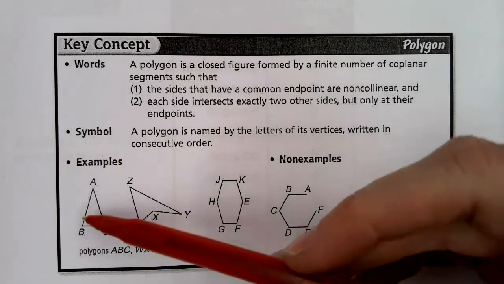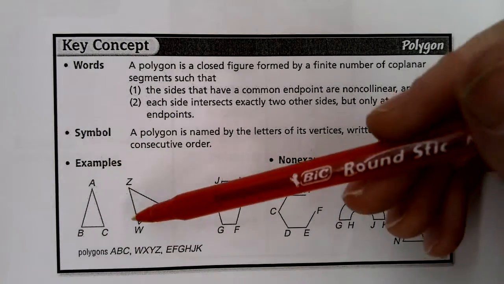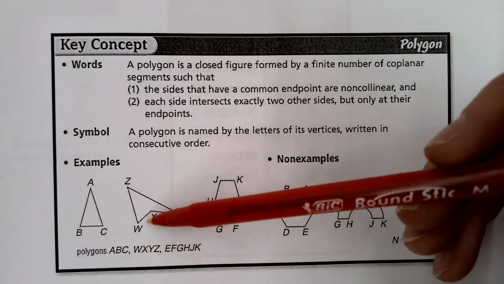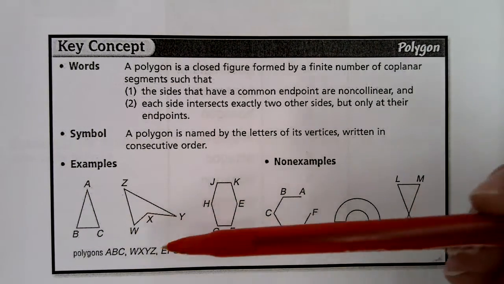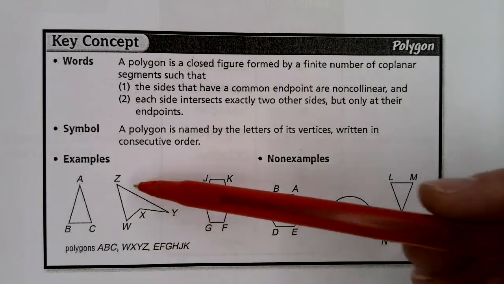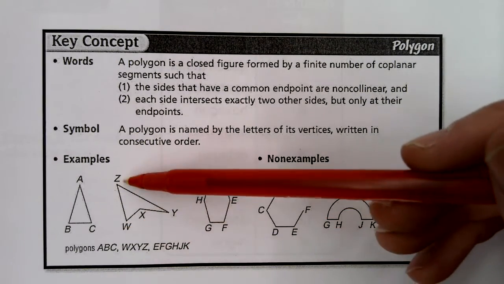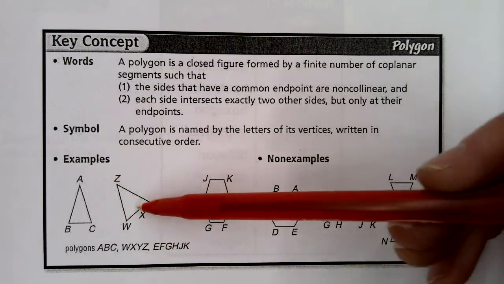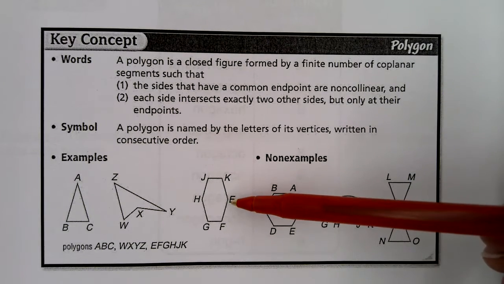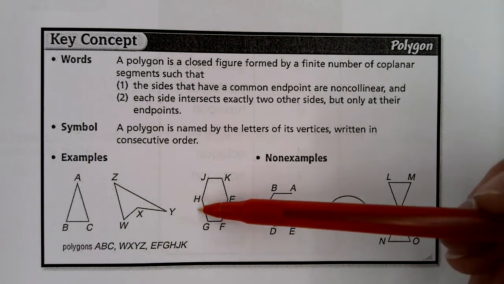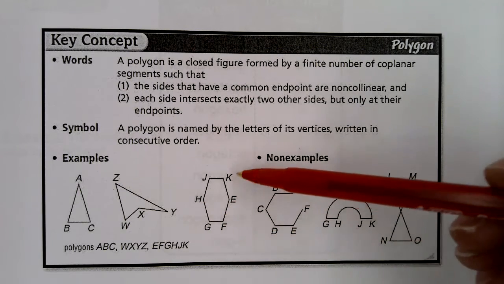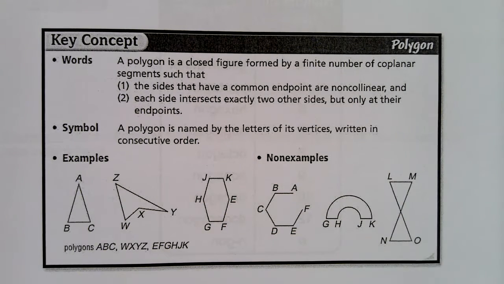So for example, polygon ABC or polygon WXYZ. Just go in order when you name them, WXYZ. Don't do WYZX. Go in order. WXYZ or WZYX, for example. Just go in order, don't skip around. Or polygon EFGHJK. Don't skip around. Don't do EGHFJK. Go in order.